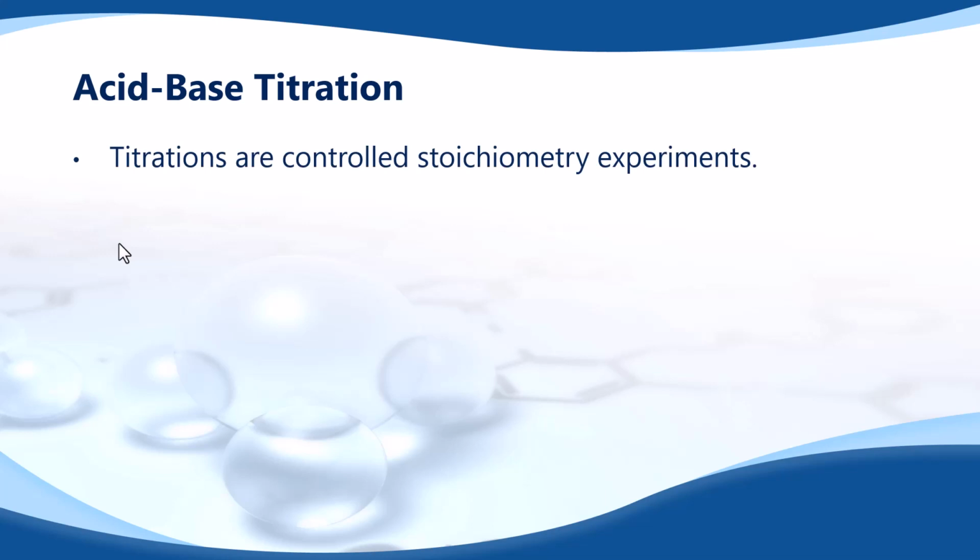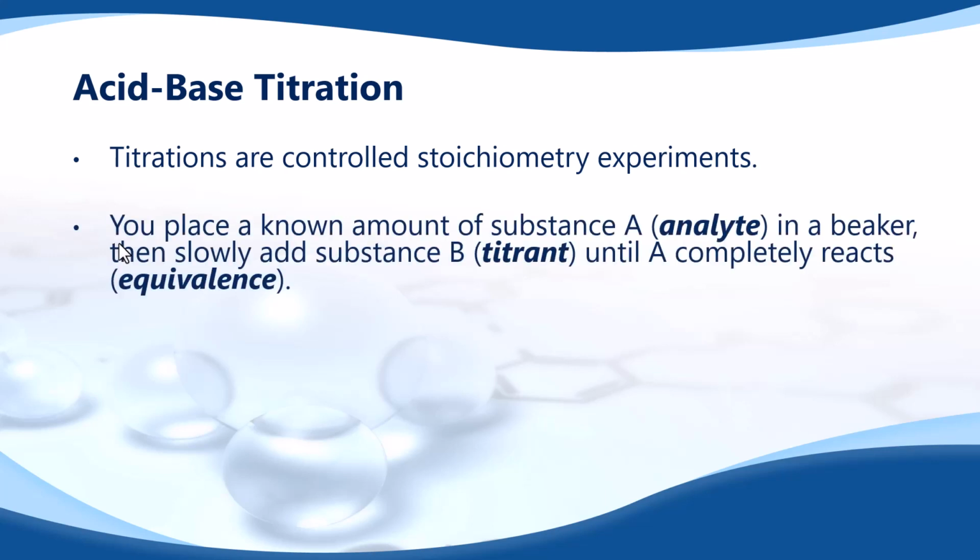So the idea behind an acid-base titration is that it's basically just a stoichiometry experiment. We combine two substances in very precise amounts until the reaction reaches completion, so when it's finished. The substance that we don't know something about and we're trying to figure out is called the analyte. This usually goes in the beaker, and then the substance that we know about completely is the titrant. This will usually either go in a burette if you're doing it on a large scale, or when we do it in the lab, we're going to do it with little droppers.